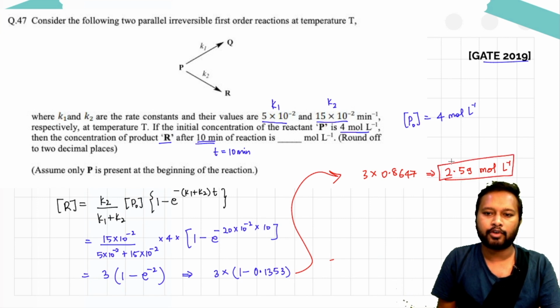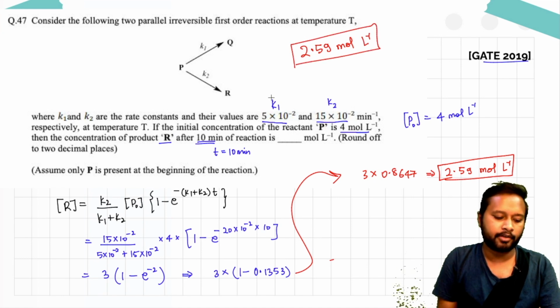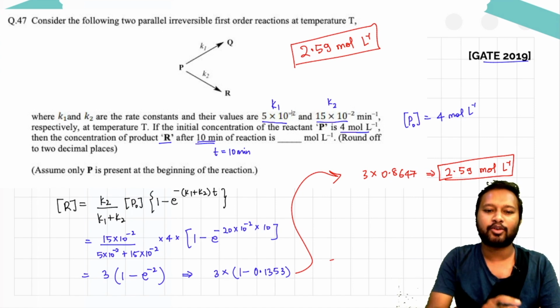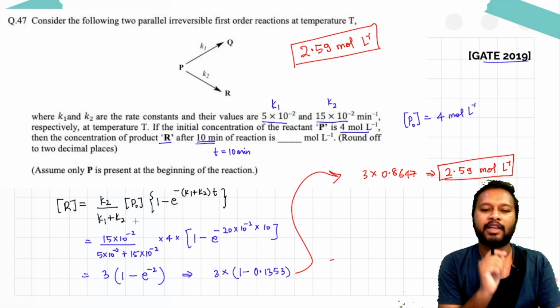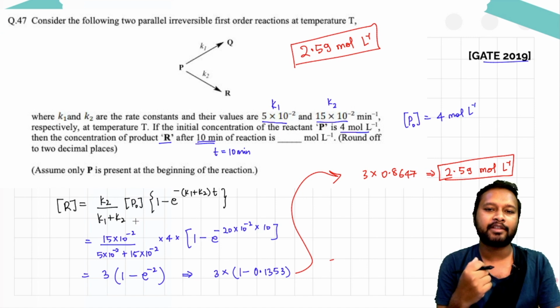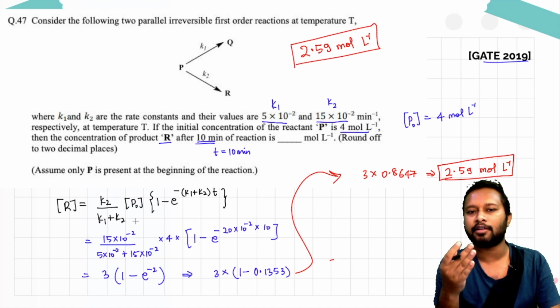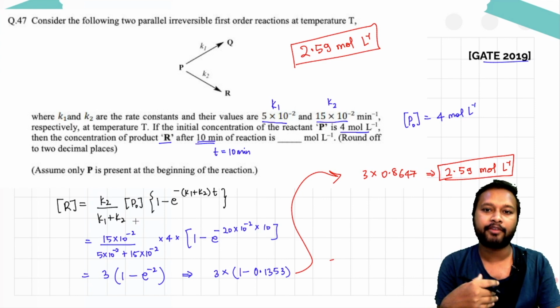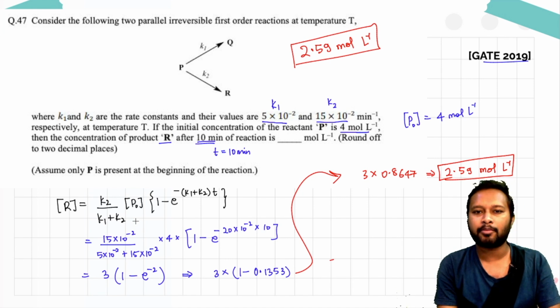So the final answer will be 2.59 moles per liter. This is how it has to be done, and that's what your correct answer is. You just need to know this formula. Unless and until you know the formula, you won't be able to approach the question. And in the GATE exam, these special reactions like parallel reactions, reversible reactions, and consecutive reactions are very frequently asked. So you should be well aware of these types of questions.